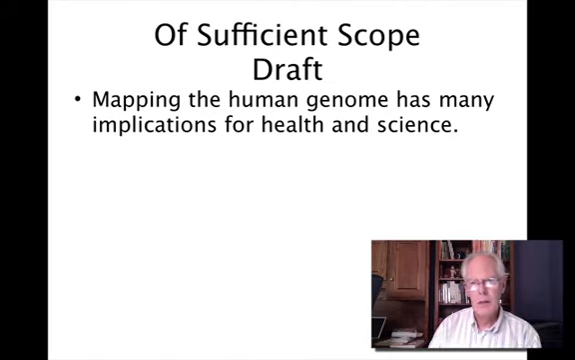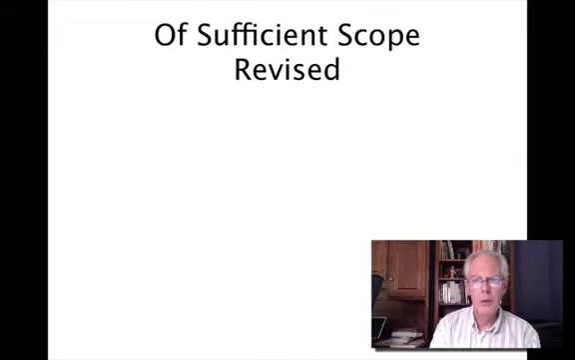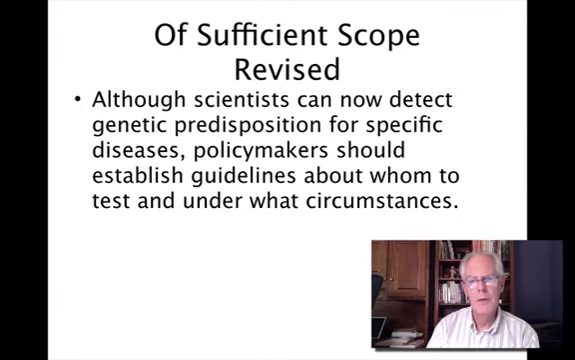So you're not really being sufficiently focused here to address that as your thesis statement, really in any kind of work, book length or two-page paper. So let's see what a revised version of that might look like that might work a little bit better. If you said, although scientists can now detect genetic predisposition for specific diseases, policymakers should establish guidelines about whom to test and under what circumstances. You can deal with that.